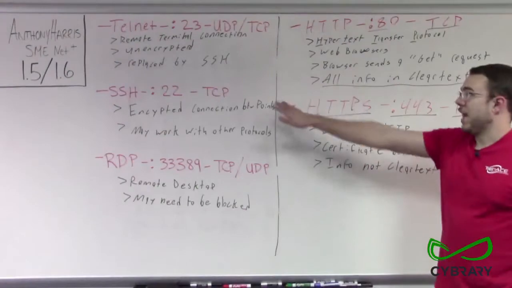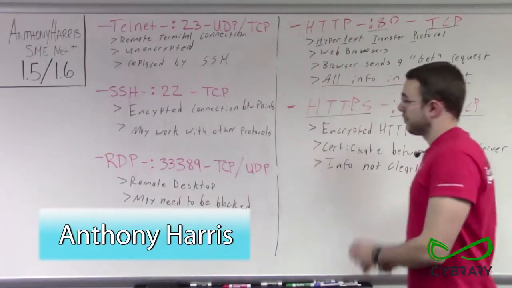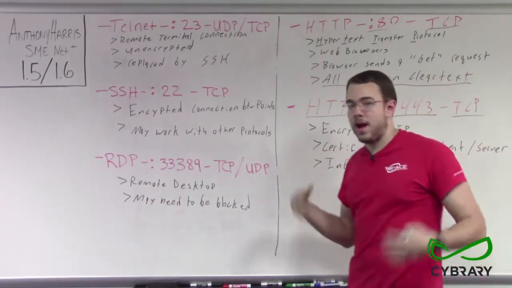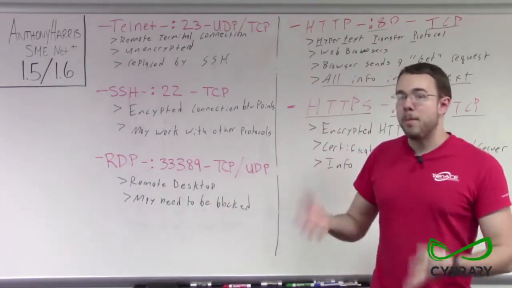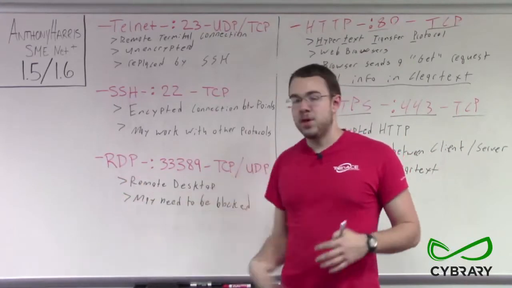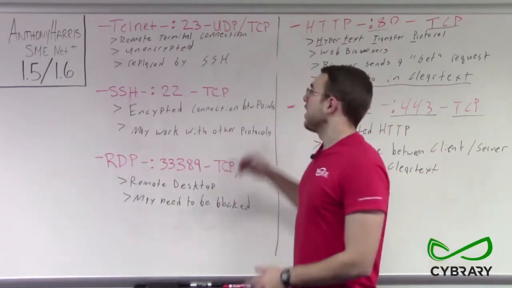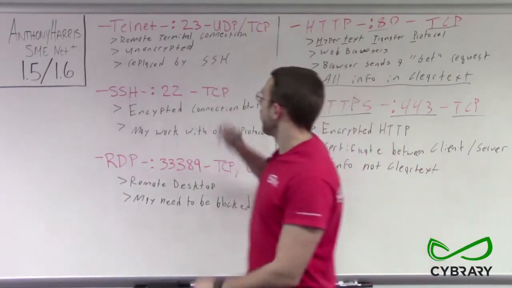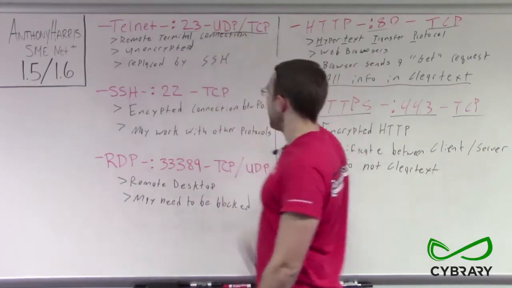Next we have Telnet. Telnet is going to be a remote terminal connection. So Telnet allows us, if we are going to telnet into another computer, to open up a remote terminal, what looks like a command prompt, into either that computer or that remote switch or device, and it allows us to have a connection. That's going to be running over port 23, and Telnet can be configured as UDP or TCP.